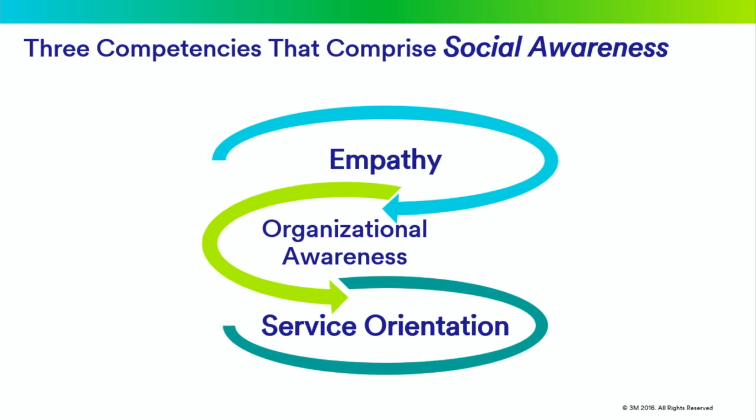So the 3 competencies that help you achieve social awareness are first empathy, organizational awareness, and then service orientation. And as I said before, social awareness allows you to really put on another person's skin or walk a mile in their shoes and really see things, make that connection, not from a sense of, yeah, I get it, but from a sense of, yeah, I can relate. I can really relate. I can feel what you feel.